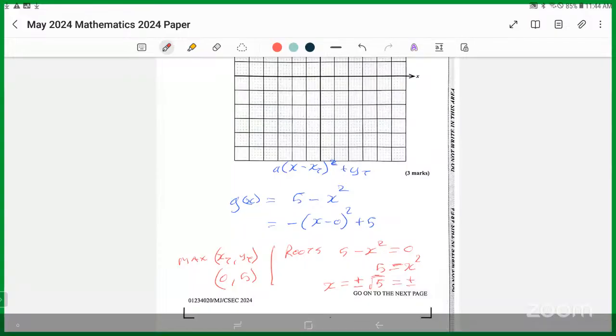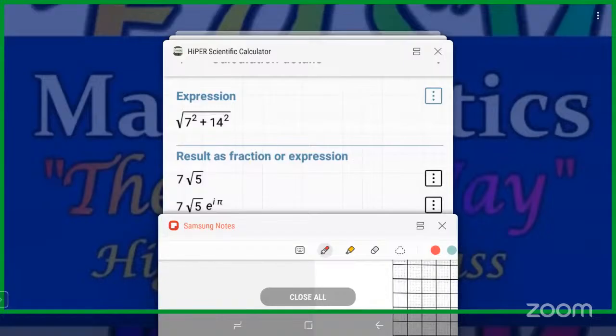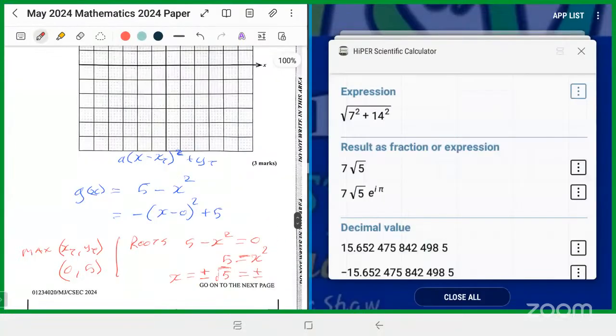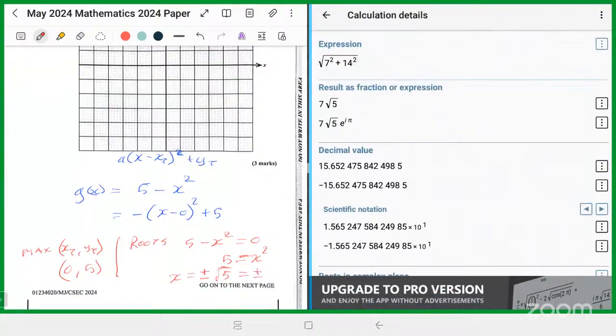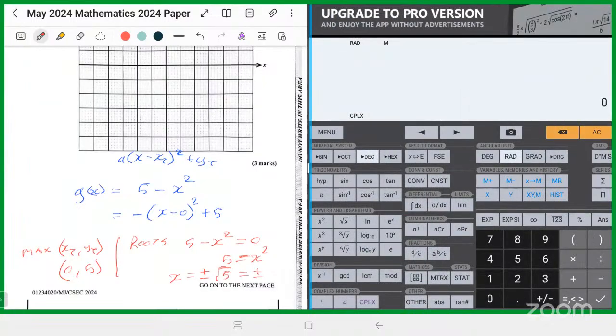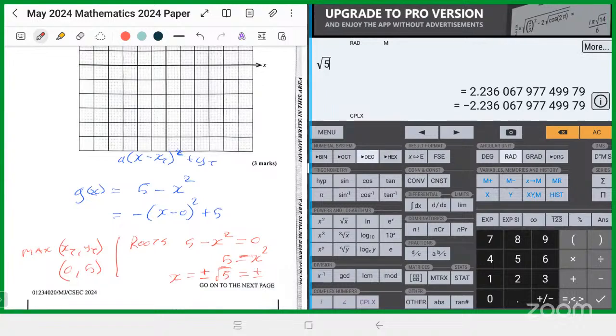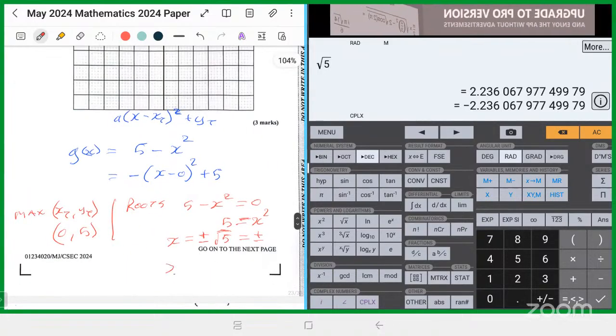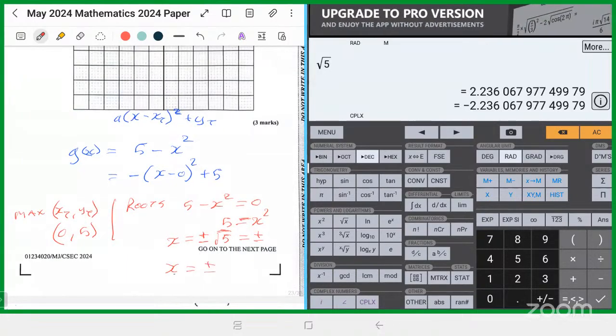But the question did ask us for the roots. Let's see what the square root of 5 is in terms of value, so we can estimate where it is on the graph. It's just a sketch, so you still don't need 100% accuracy. So the square root of 5 is 2.24. So the x roots are plus or minus 2.24, almost 2.2, right?